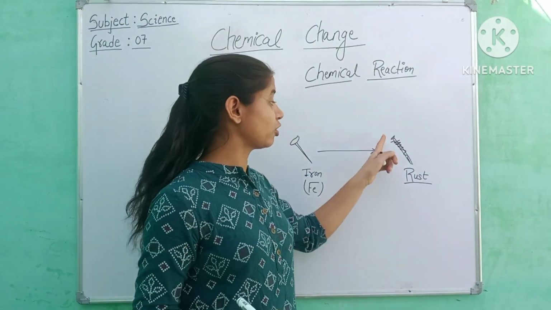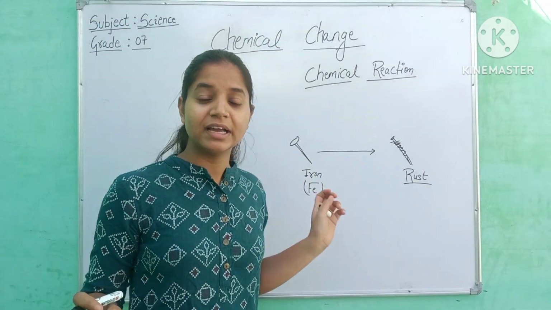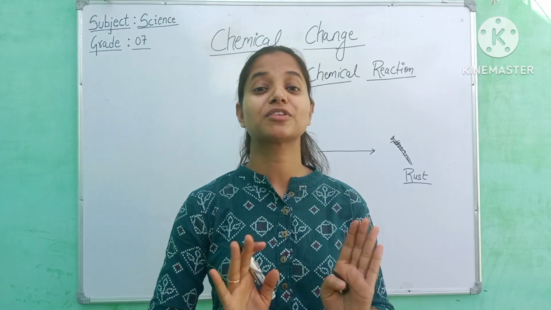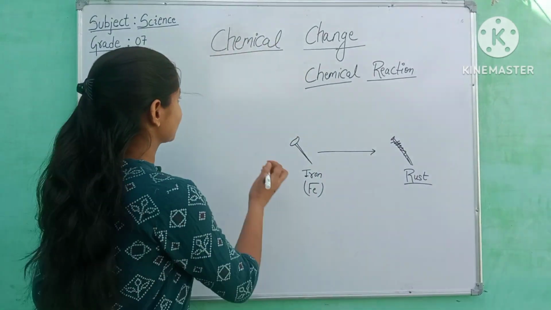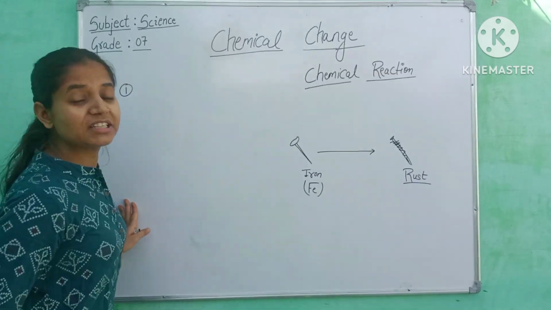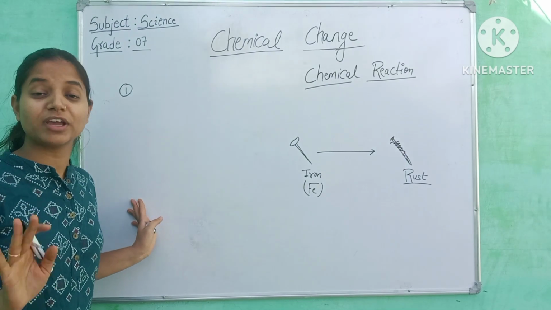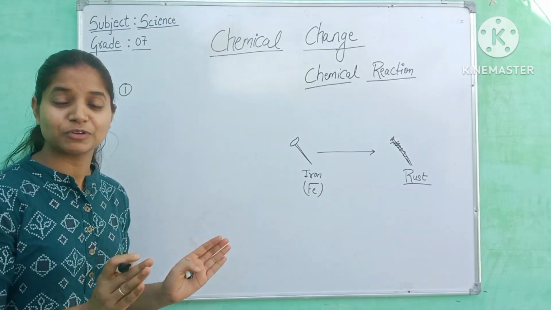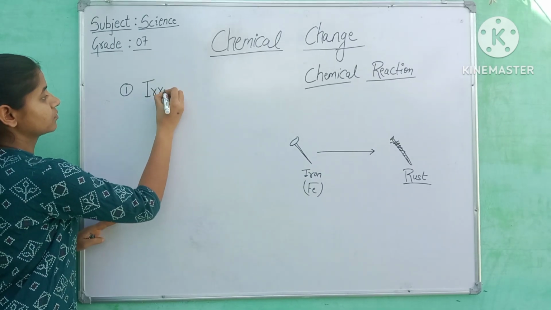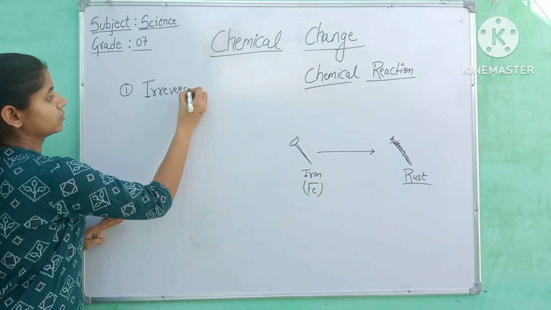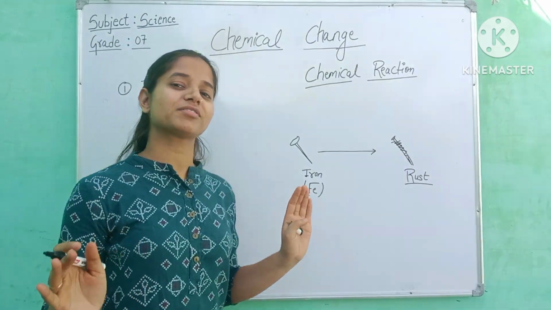Now if you want that rusted iron nail to be converted again into the normal iron nail, it is not possible. So the first lesson you learn from here is, chemical changes are irreversible. You cannot reverse that change. Unlike physical change, you cannot reverse the change.